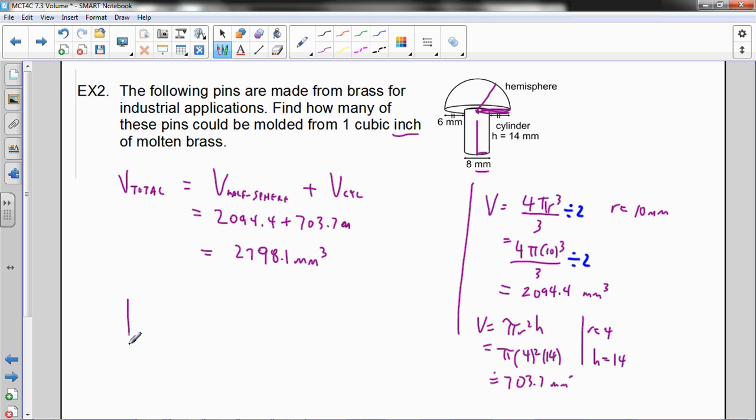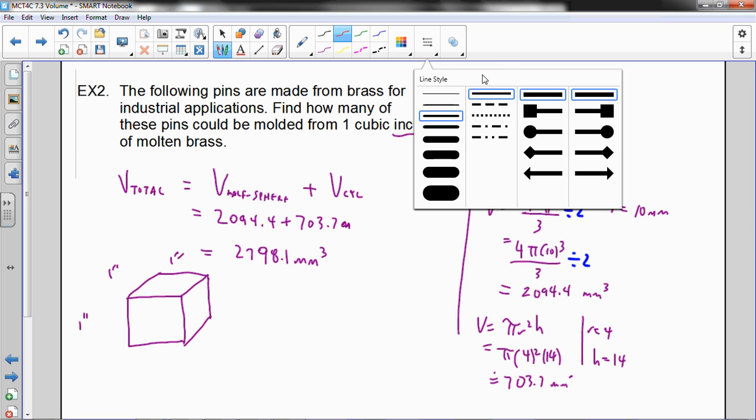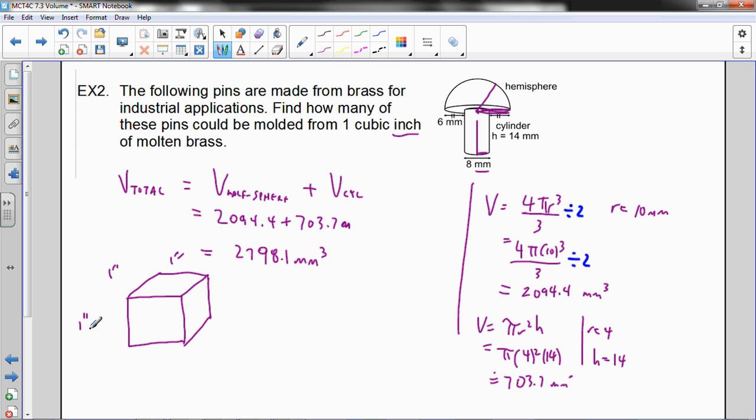Well, let's figure out what a cubic inch is in millimeters. Here's a cube. Let's pretend this is a cubic inch. If this is 1 inch, and this is 1 inch, and this is 1 inch, well, how many millimeters is that? Well, I'm going to switch my color here just so we can contrast. Well, 1 inch is 25.4 millimeters, and that's on that conversion sheet. I suppose we could Google it up, but let's do a little work. That's 25.4 and 25.4 millimeters.